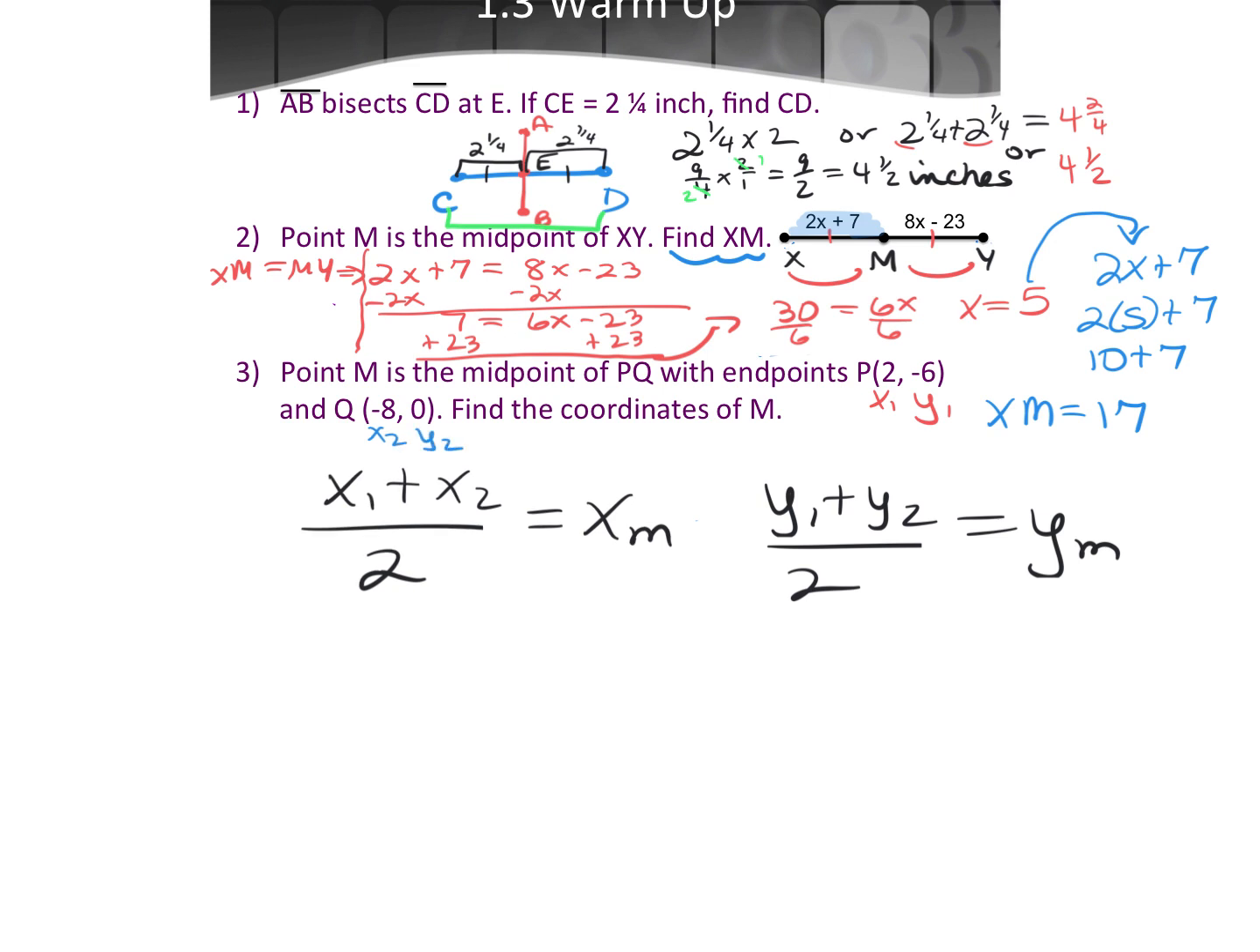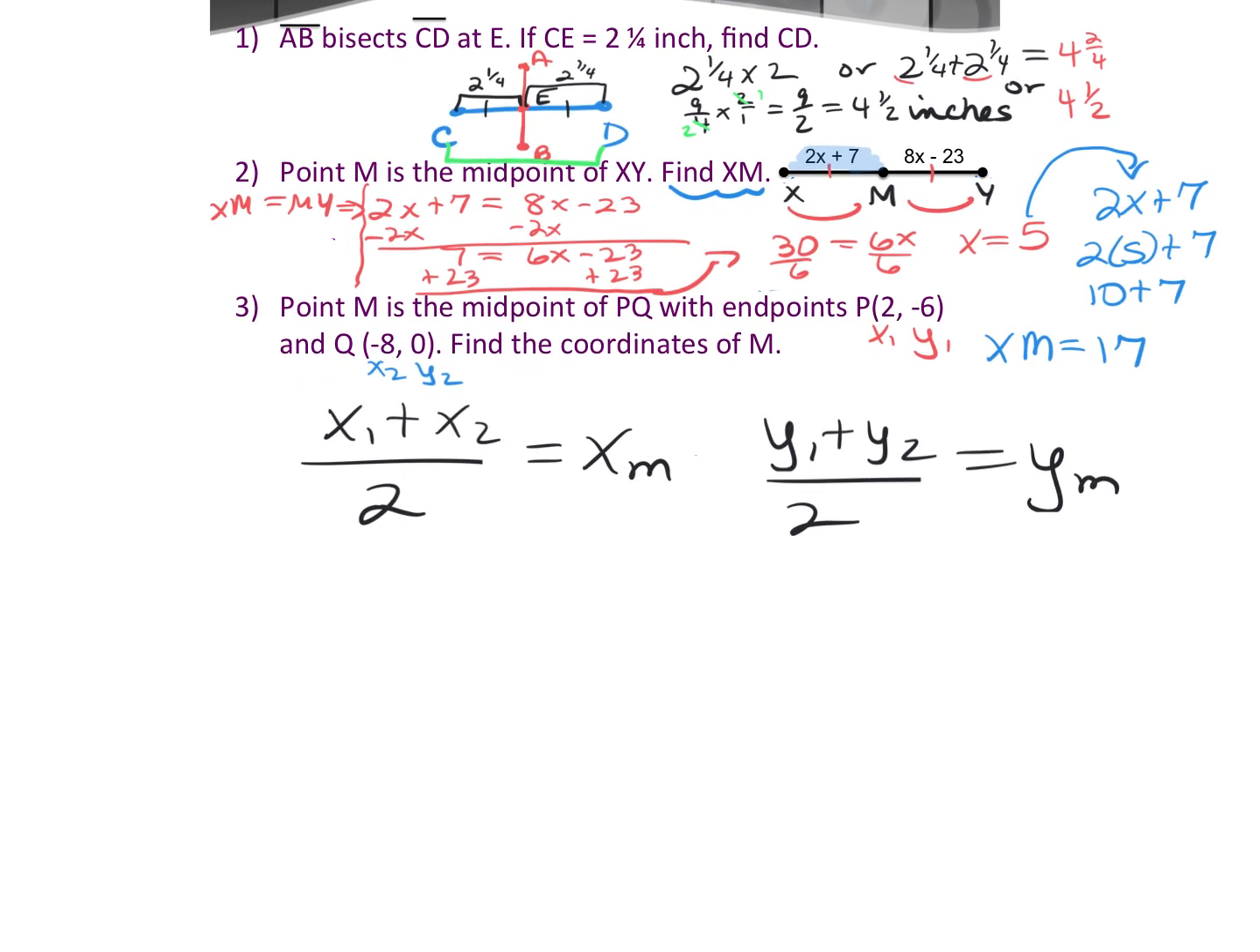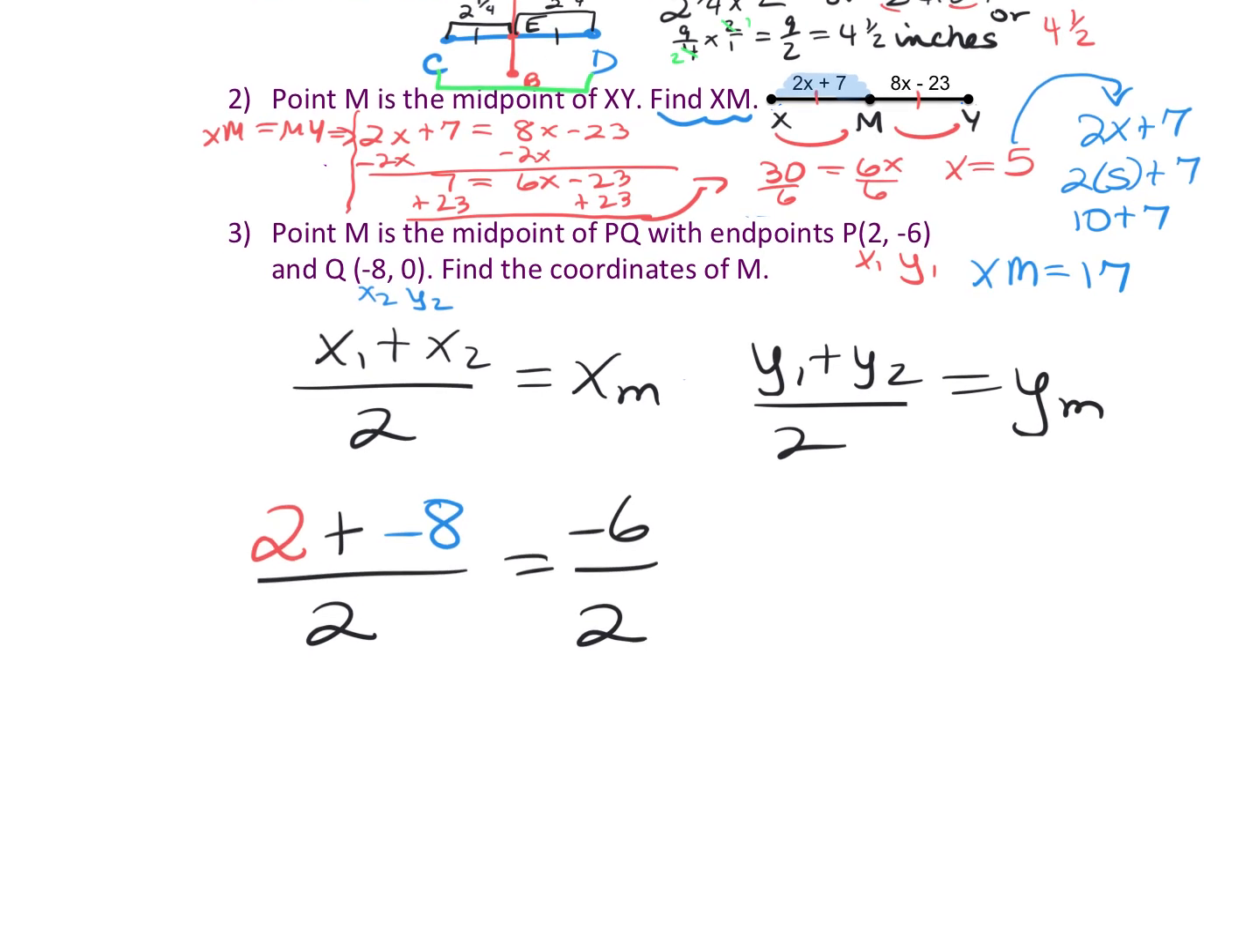Again, it doesn't matter which one is which. Just stay consistent. So now I'm going to plug them in. So 2 plus negative 8, divide by 2, equals negative 6 divided by 2. So the x of my midpoint is negative 3.